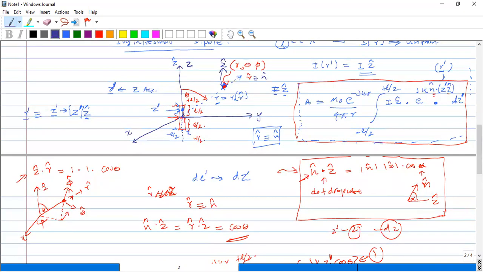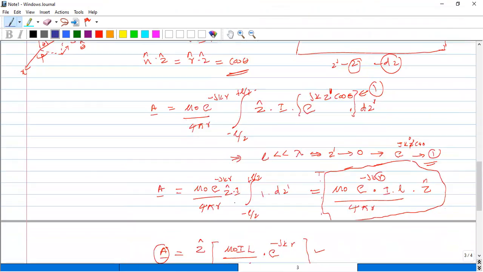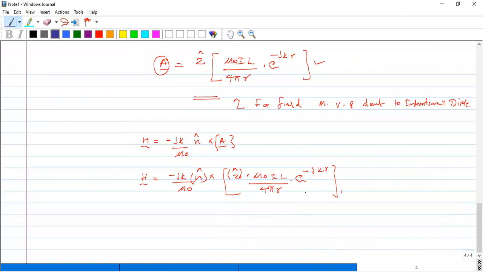Okay, so this is the magnitude and this is the direction, and this is the magnitude and this is the direction. So you can ignore this direction and you can only consider these two vectors. If you find the cross product of n hat into z hat, you can find the total vector. These magnitudes are not changing.